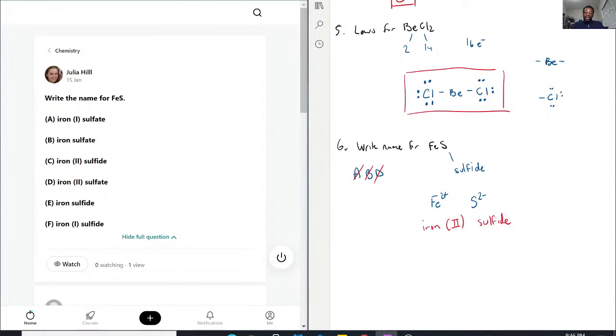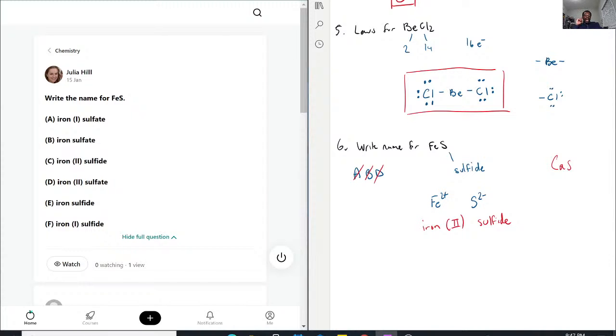E doesn't even include the 2. F is the wrong number. So E, just as a clarification, may have worked if iron was not a transition metal. Let's say it was like calcium or something. So CaS. You are free to just call it calcium sulfide. You do not need to indicate. But with transition metals that have multiple forms of cations or even anions, you need to indicate which one you're working with in order for the question to be fully understood.